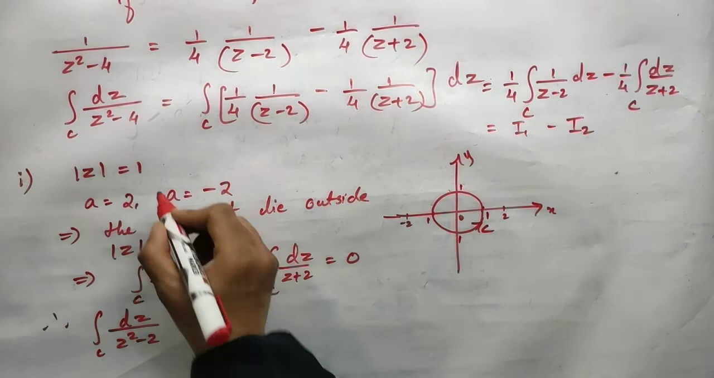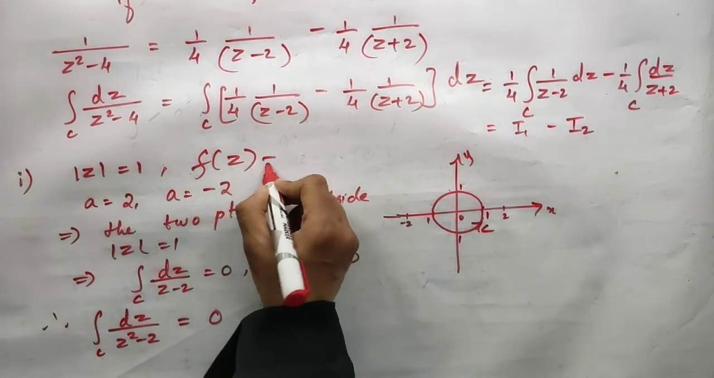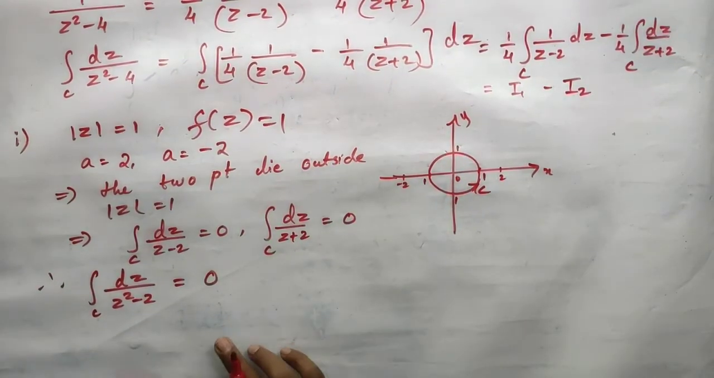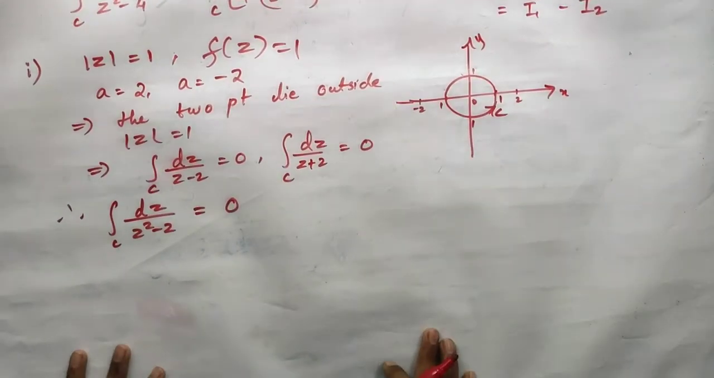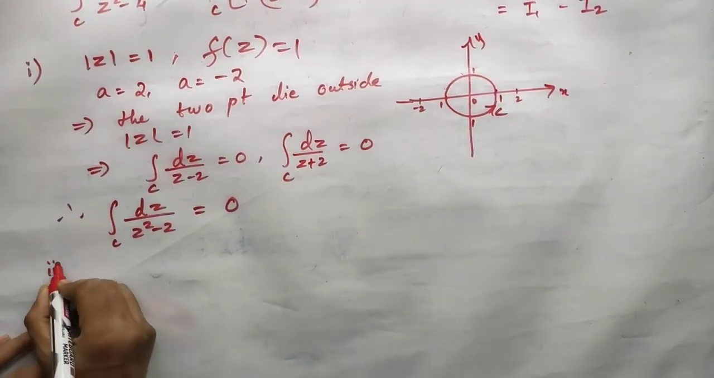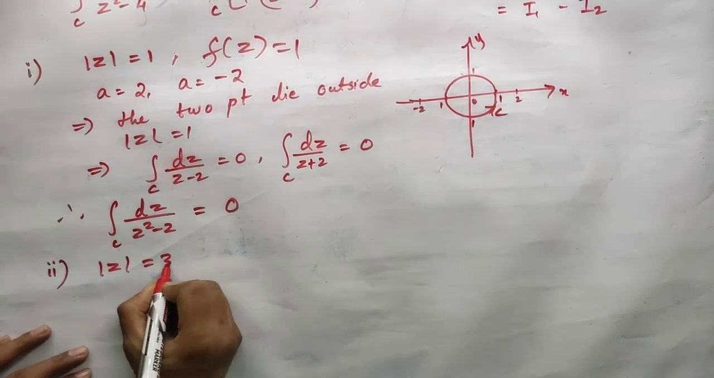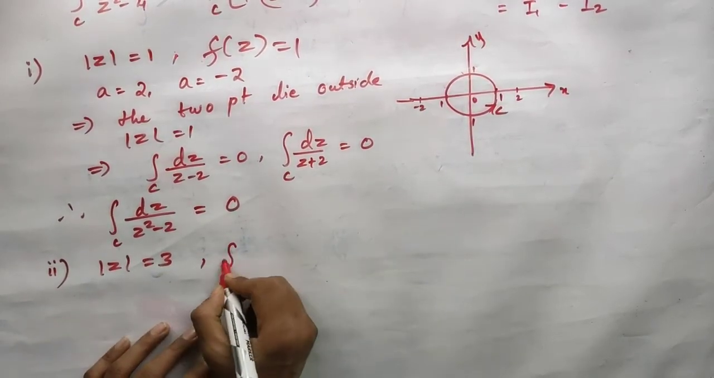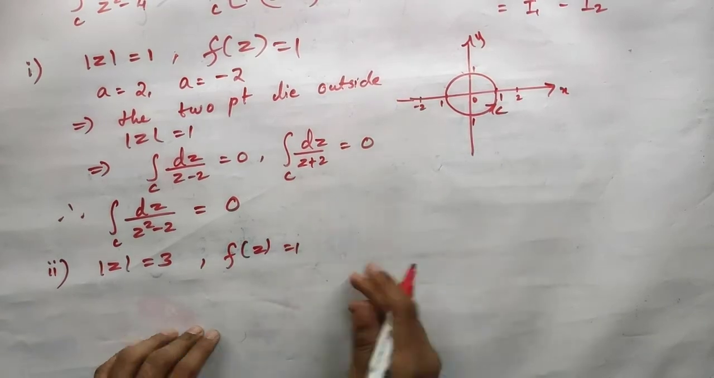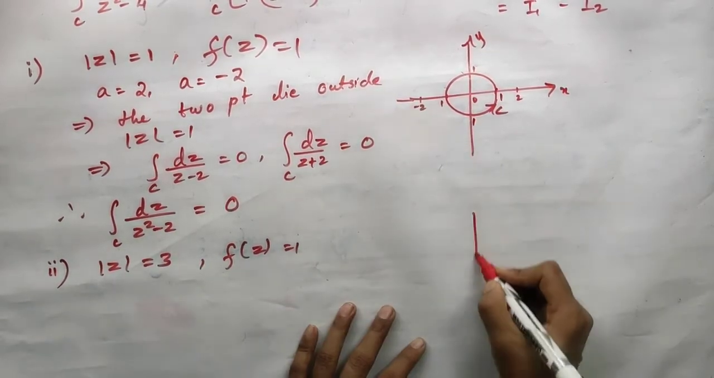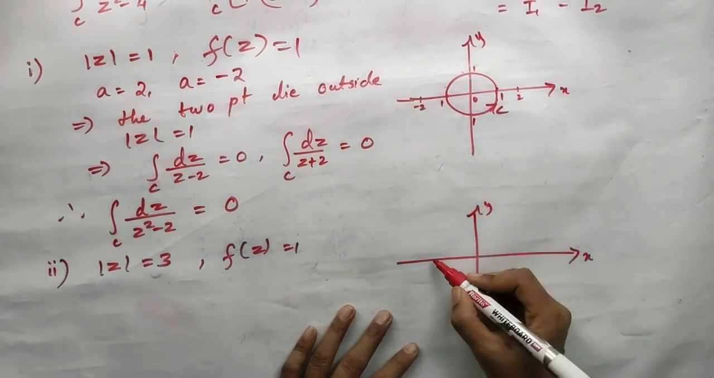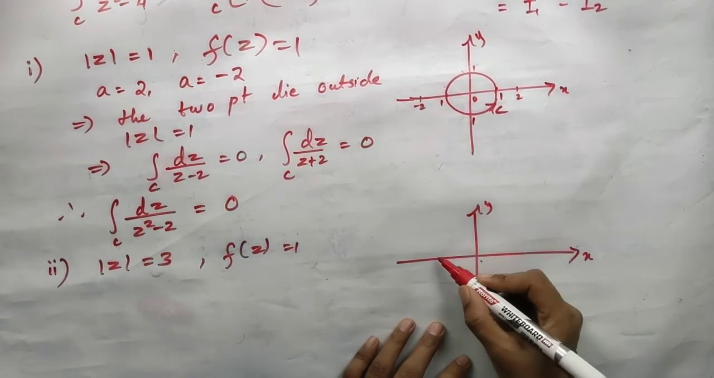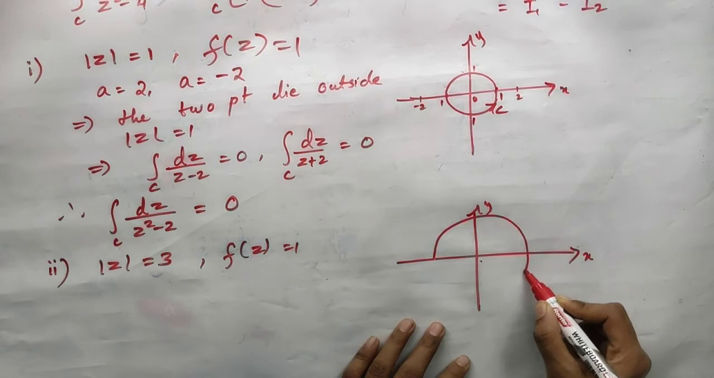Make a note here, f of z is 1. This f of z was not used because both of the points were lying outside the circle. Now coming to the second case, you have mod z is equal to 3, and f of z is equal to 1, the upper part of the function in the given integral. Now mod z is equal to 3 means you have the x-axis, the imaginary axis, and then a circle.